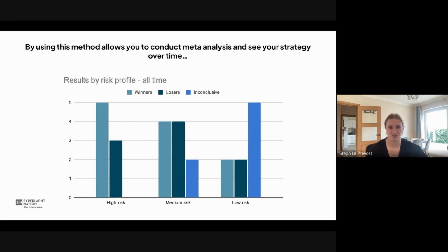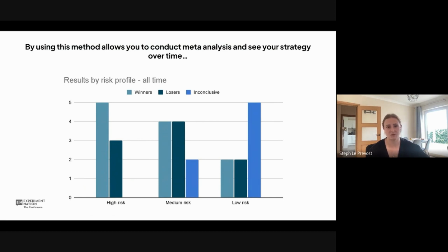And actually we pivoted the strategy and we started to run medium and high risk experiments, and our win rate went up and so did our average uplift. So by pivoting that strategy, we were able to start getting the results for that client. And I'm sure there are websites out there that are experiencing the same thing. So having a risk profile can be really important to do that.